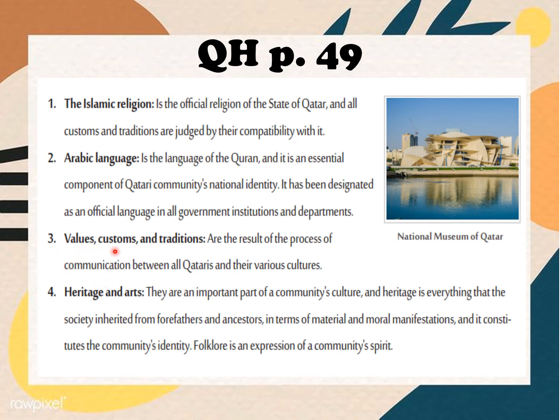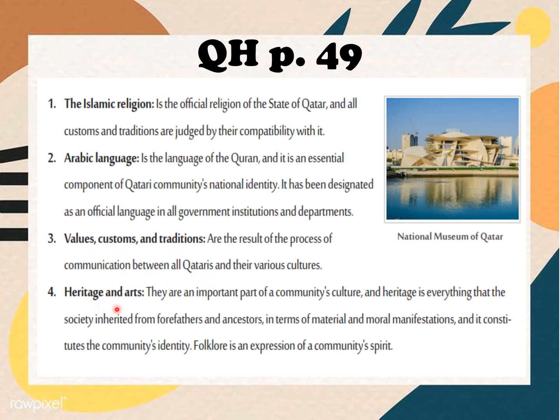So now let's go to values, customs, and traditions. Values would refer to good behavior and morals. Okay, these are the principles that we believe in, which are of course aligned with the Islamic religion. Customs and traditions would be our practices, the things that we do, the food we eat, and the clothes we wear, as well as the concepts that we believe in. All of these are the result of the process of communication between all Qataris and their various cultures. The Qatari culture, of course, was already influenced by different cultures from the neighboring Gulf countries. Okay, so all of these make up the values, customs, and traditions of the nation.